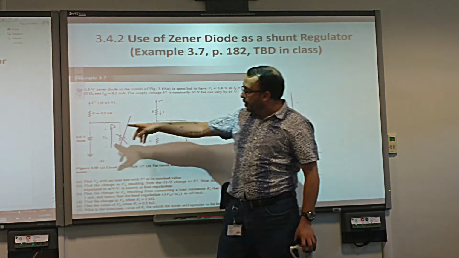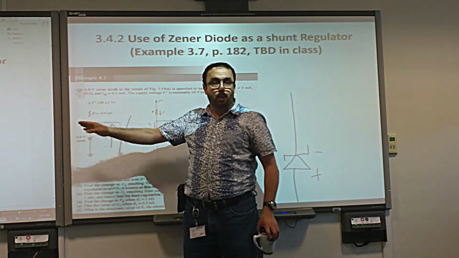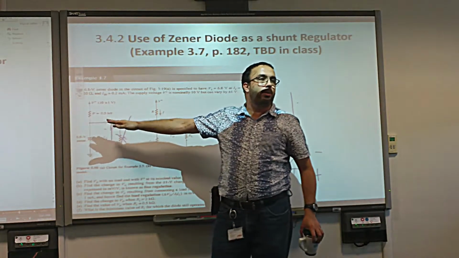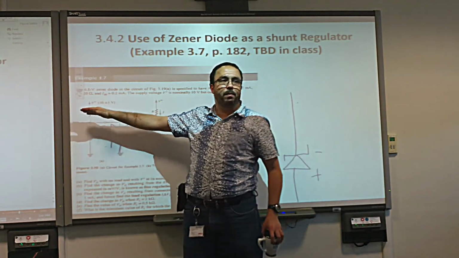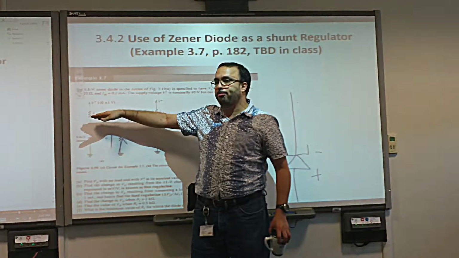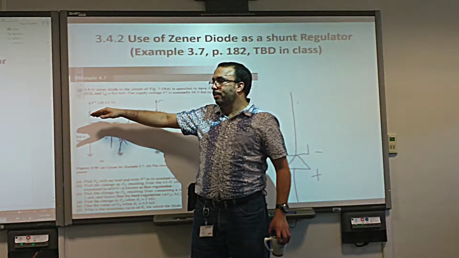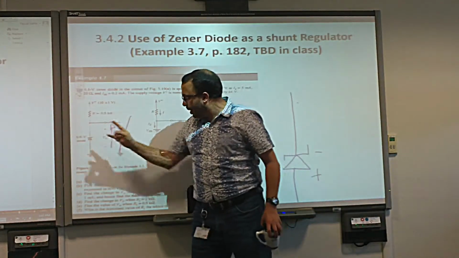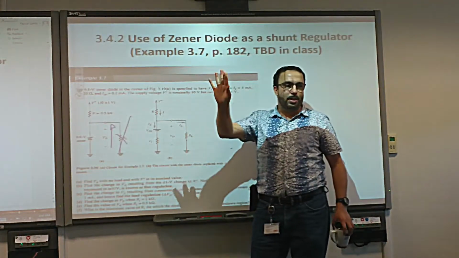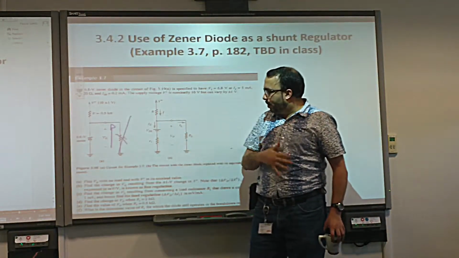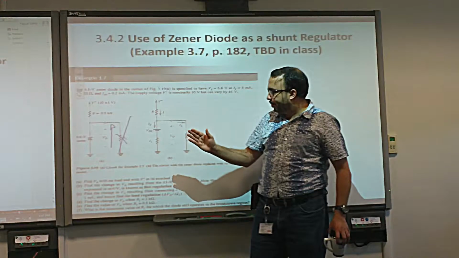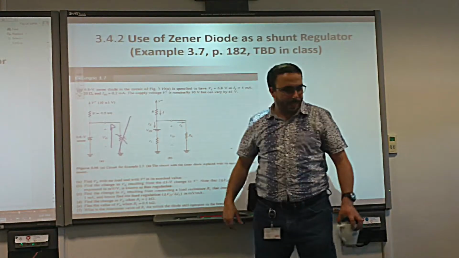IZ, VZ, which here is 6.8, and we have 10 here. So we are guaranteed we are in the breakdown, yes or no? We are for sure in the breakdown. There's no question, yes or no? Got it? So now we can replace this by the model. Excellent. Once we replace by the model, now we can study. Very good. So let's study.